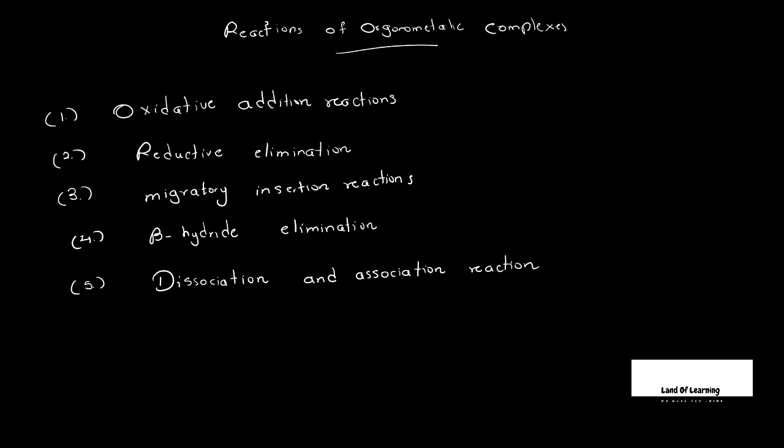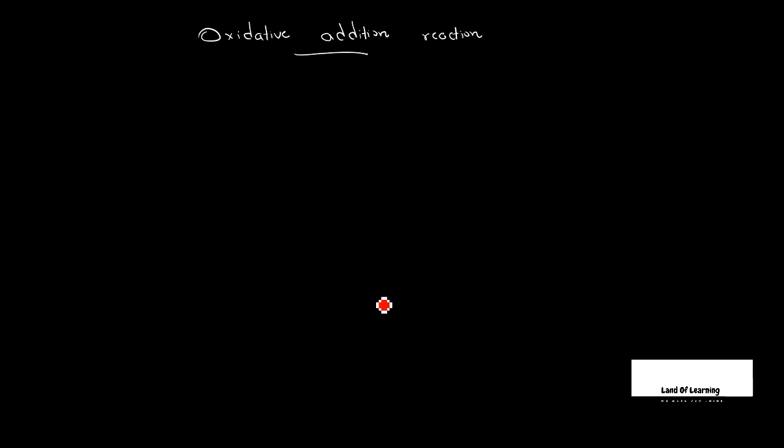So in this video we're going to talk about the reactions of organometallic complexes, right? Basically there are 5 main reactions which I'm going to talk about with you. First are the oxidative addition reactions, and then we have reductive elimination, migratory insertion reactions, and beta hydride elimination, and also the dissociation and association reactions, right? I'm going to do 5 videos, one for each of these reaction types. So we will move on to the first type, which is oxidative addition.